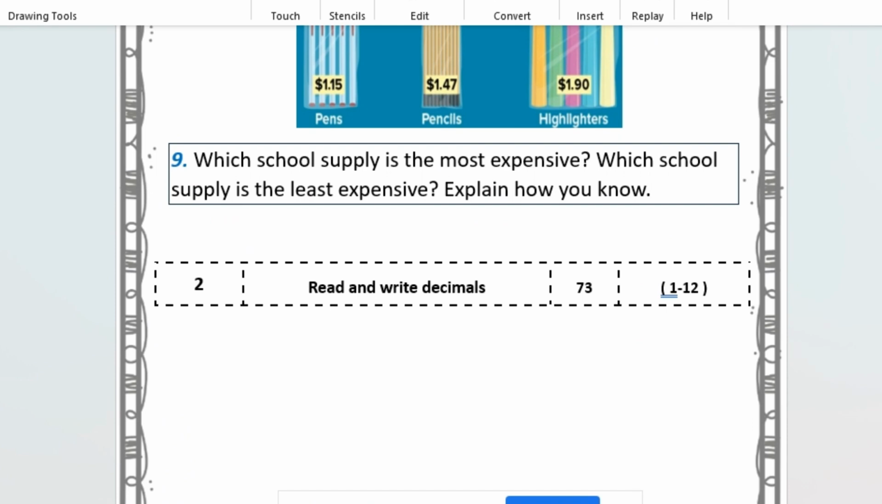Which school supply is the most expensive, which school supply is the least expensive. I think it's obvious that the pens are the least expensive and the highlighters are the most expensive, because if we put here 115 and compare it to 147, 115 is less than 147, and if we compare the 147 to the 190, the 190 fils is more than the 147. So the lowest, or the least expensive, is the pens, and the most expensive is the highlighters.